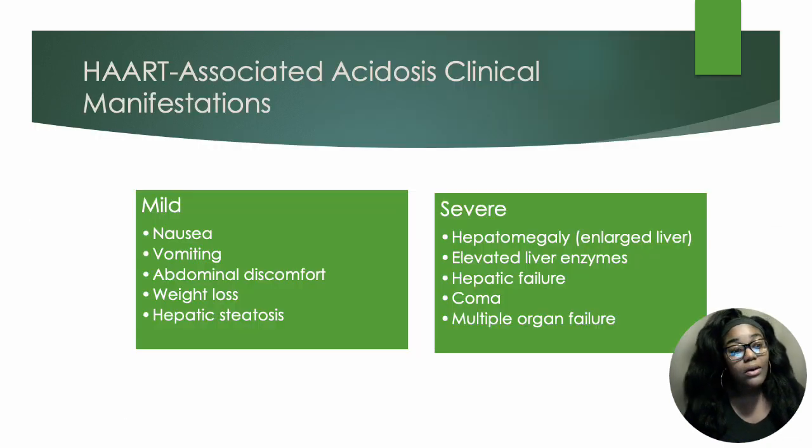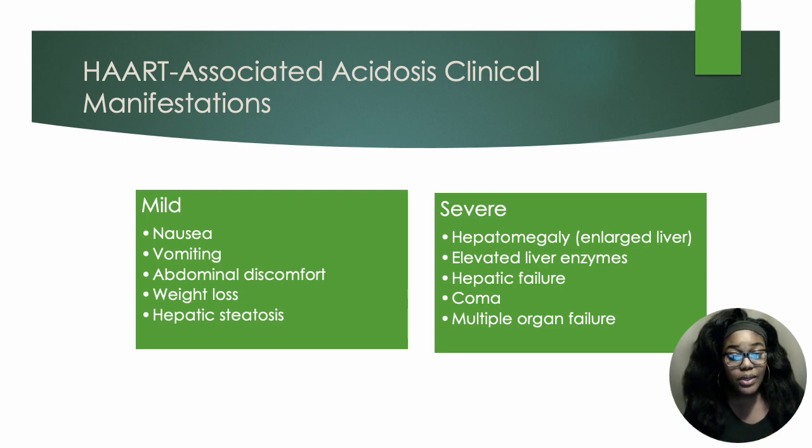So here are clinical manifestations, and they range from mild to severe depending on the use of your NRTIs, those reverse transcriptase drugs. And again, they are hepatotoxic. They work very heavily on the liver. So you'll see a lot of abdominal signs and symptoms come from that. So you will have that abdominal discomfort, you'll have nausea, vomiting, weight loss, and hepatic steatosis.